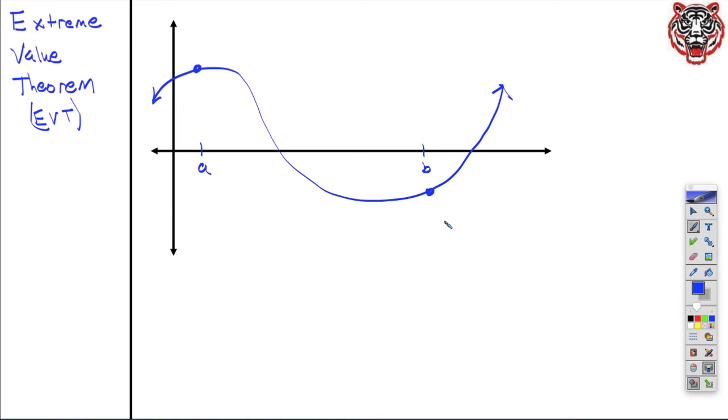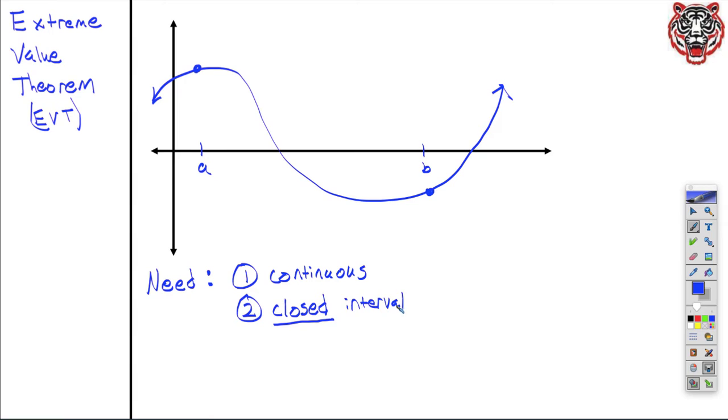Let's start with the things that we need. The requirements. In order to use extreme value theorem, you need now two things. One, you need continuous. Second thing that you need, closed interval. And I'm going to underline closed because the word interval usually doesn't come up. Closed interval. So that means that these points have to be filled in. They have to exist at those points.